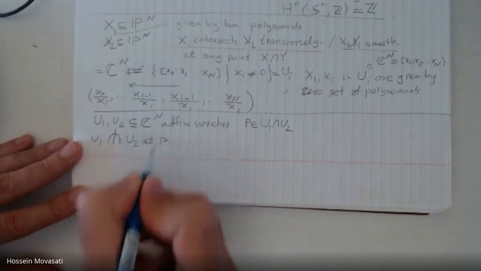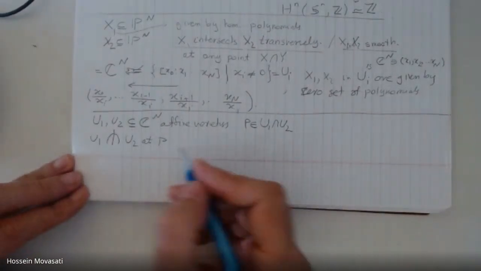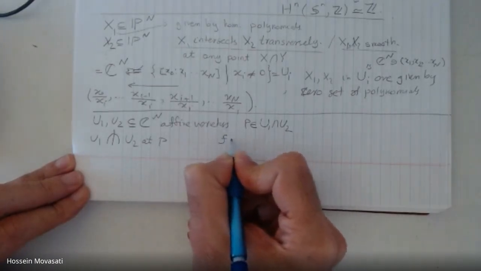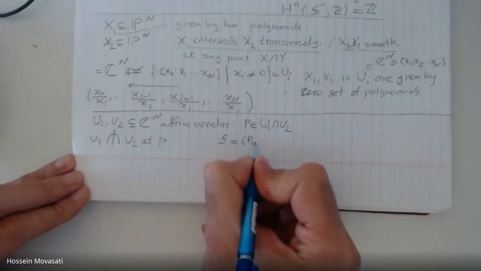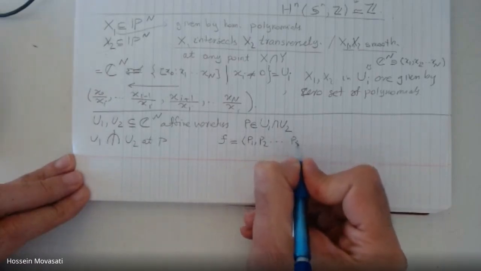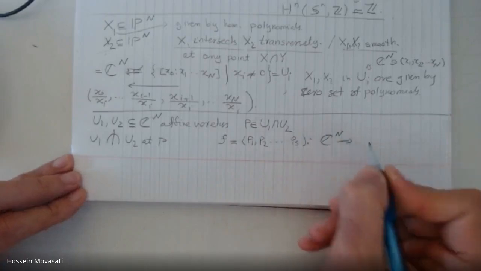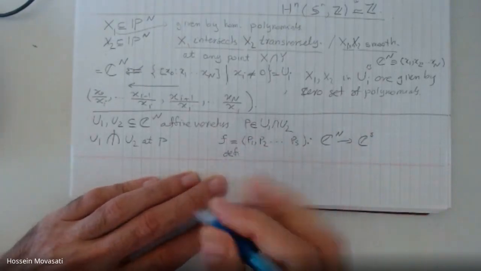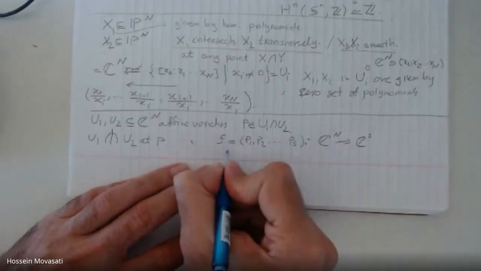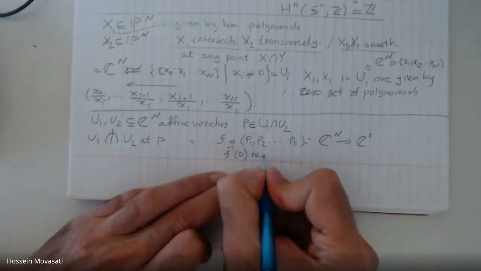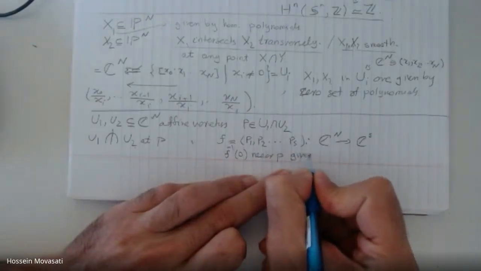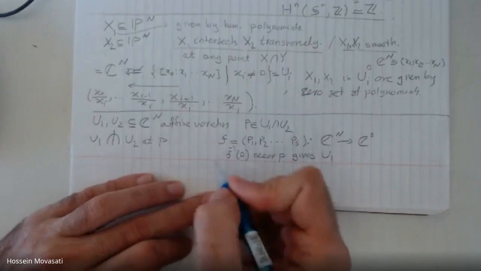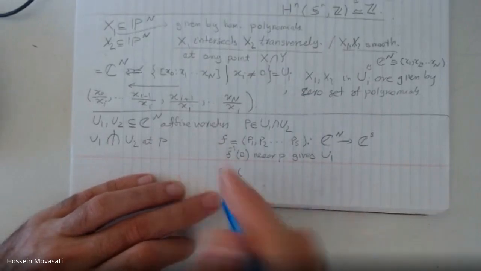U2 at P. So what would be the definition? Remember that for U1 we choose, let's say, F = (P1, P2, ..., PS) from Cn to CS, let's say defining, F inverse of 0 near P gives U1. And maybe let's take the same for U2. So G, let's use P tilde.